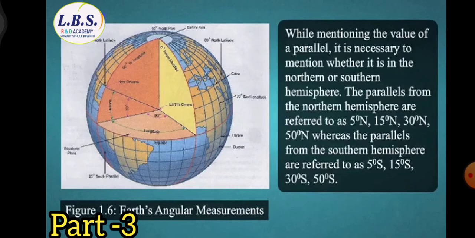While mentioning the value of a parallel, it is necessary to mention whether it is in the northern or southern hemisphere. The parallels from the northern hemisphere are referred to as 5 degrees N, 15 degrees N, 30 degrees N and 50 degrees N, whereas the parallels from the southern hemisphere are referred to as 5 degrees S, 15 degrees S, 30 degrees S and 50 degrees S.